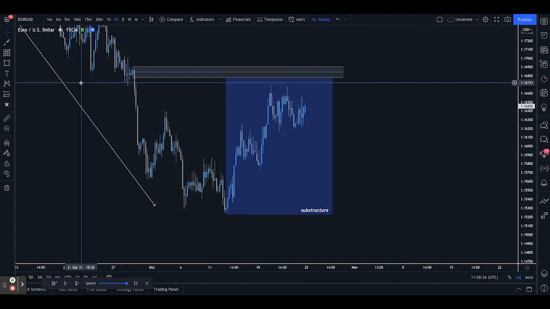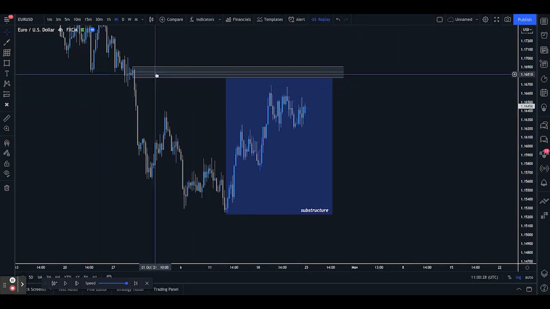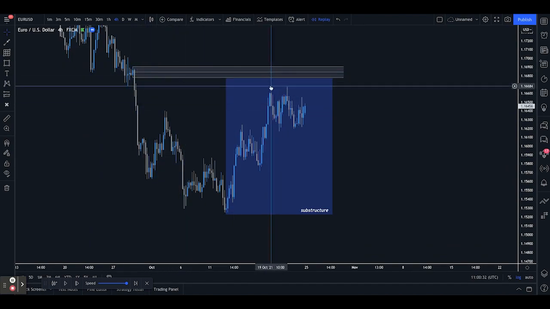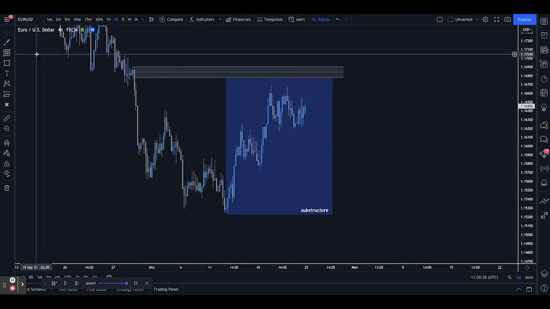All we need to do is see the supply zone retested. But as we can see, it hasn't yet been retested. And while the market has actually formed this high, and then a lower high, and then another lower high, it has failed to fill this zone.